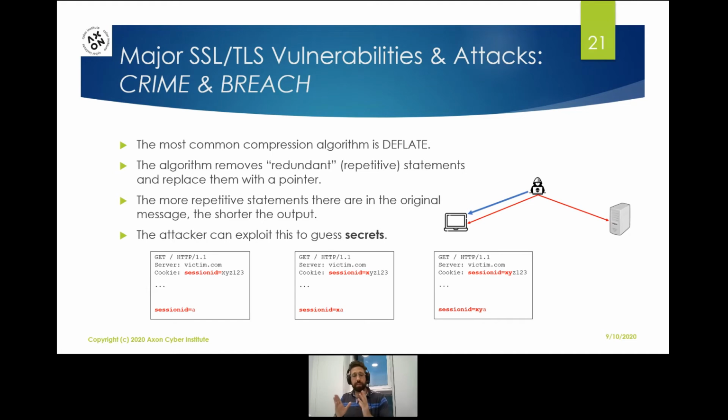Because of the way compression is done, I keep guessing the secret, and whenever I guess a letter, my message gets smaller. This is how I get the hint that I have figured out the letter, and I move to the next one and so on. BREACH works exactly the same way, but on HTTP compression instead of TLS compression. The same concept exactly.